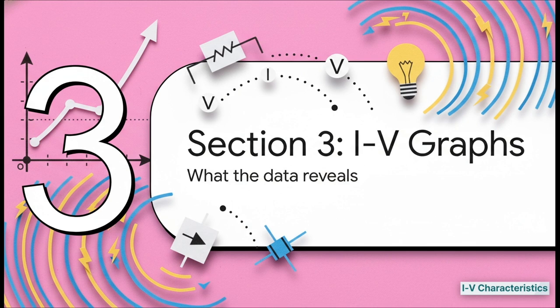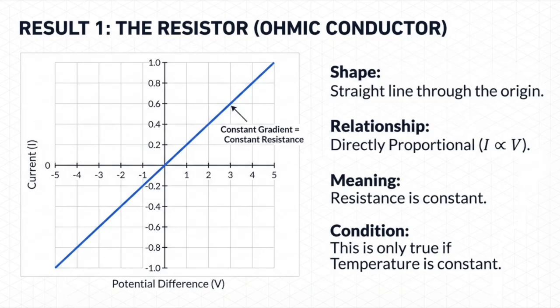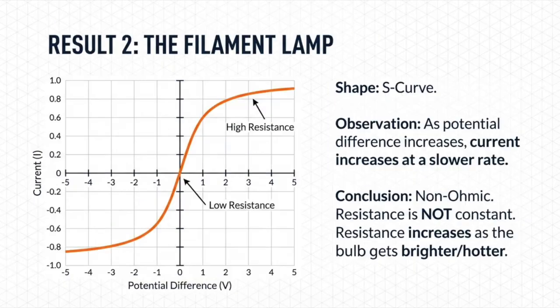So for a standard resistor, as long as it doesn't get hot, you get this perfect straight line going through the origin. This is literally a picture of Ohm's law in action. The current is directly proportional to the potential difference. Now, for you guys aiming for those top marks, here's a little trap to watch out for. On an IV graph, the resistance is actually 1 divided by the gradient. That means a steeper line actually has a lower resistance. Don't get caught out.